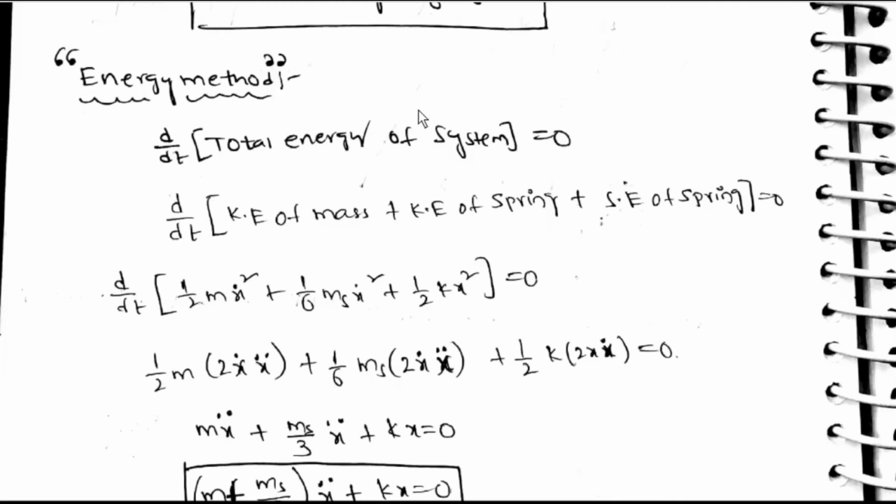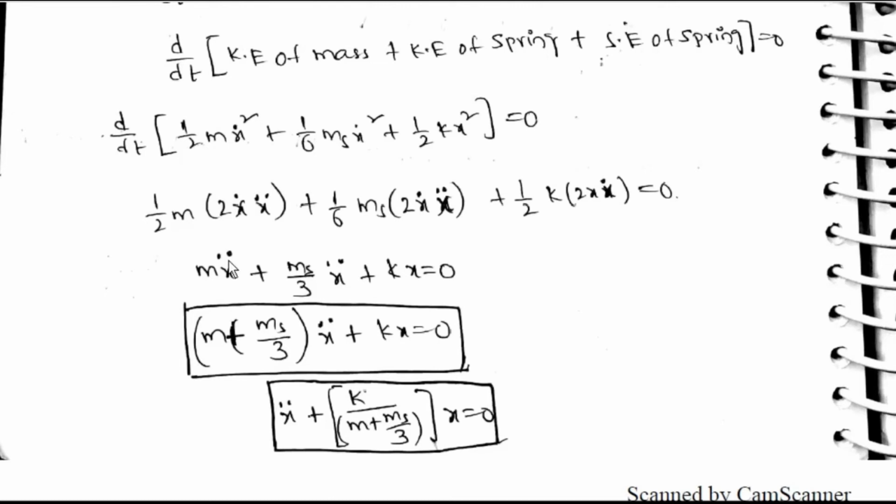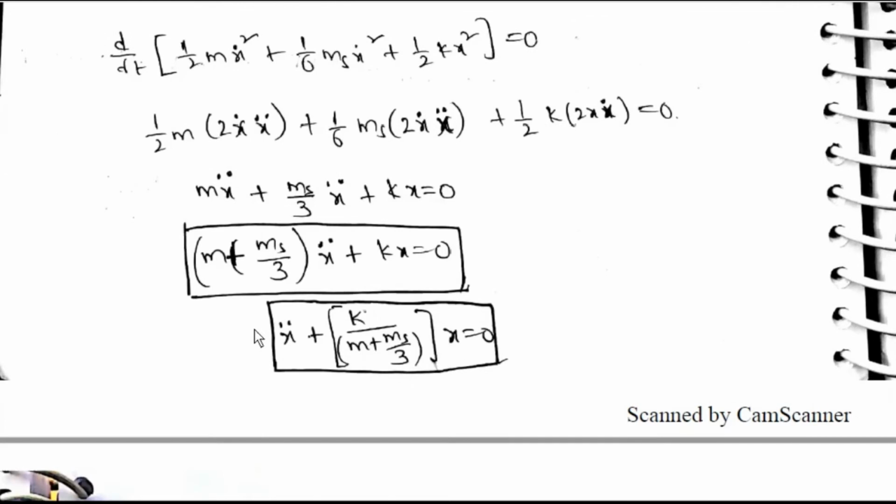Energy method: d by dt of total energy of system is equal to 0. D by dt of KE of mass plus KE of spring plus spring energy is equal to 0. D by dt of half m x dot square plus 1 by 6 ms x dot square plus half kx square is equal to 0. Half m 2x dot x double dot plus 1 by 6 ms 2x dot x double dot plus half k 2x x dot is equal to 0. Taking x dot common, m x double dot plus ms by 3 x double dot plus kx is equal to 0. (M plus ms by 3) into x double dot plus kx is equal to 0.